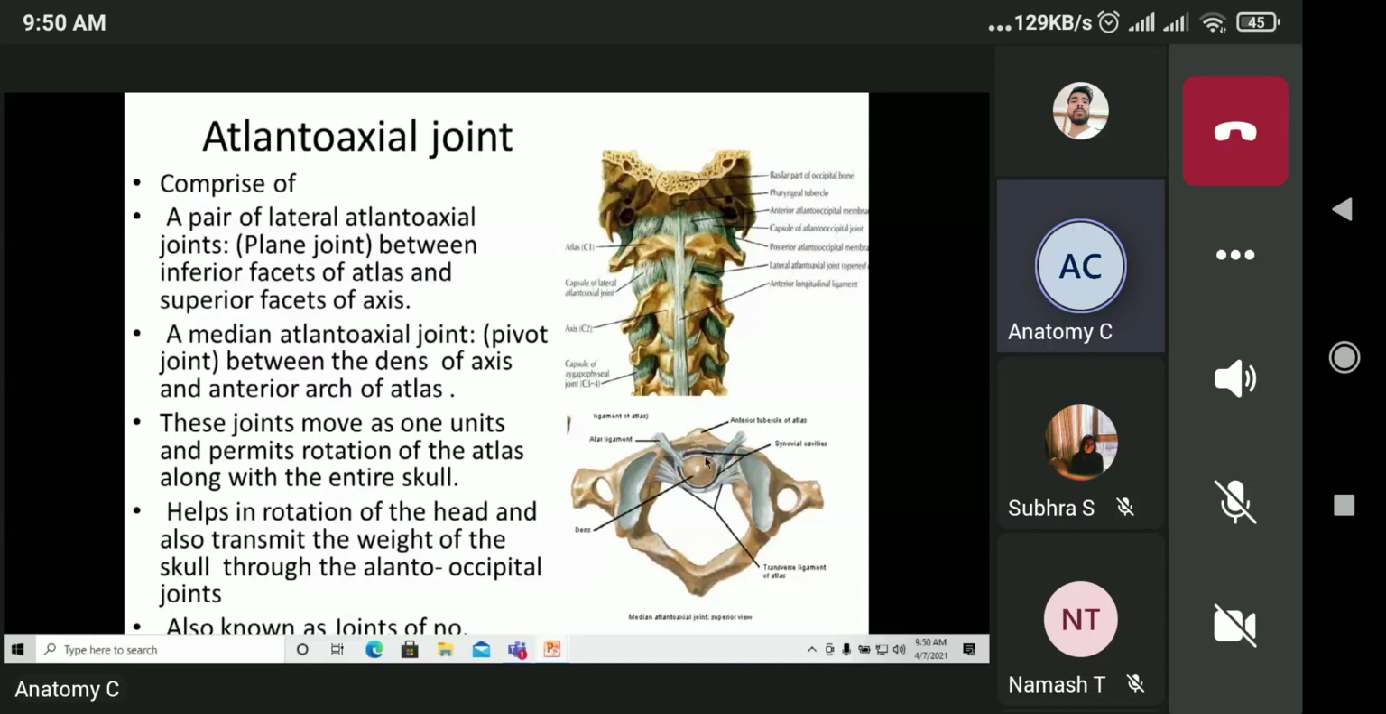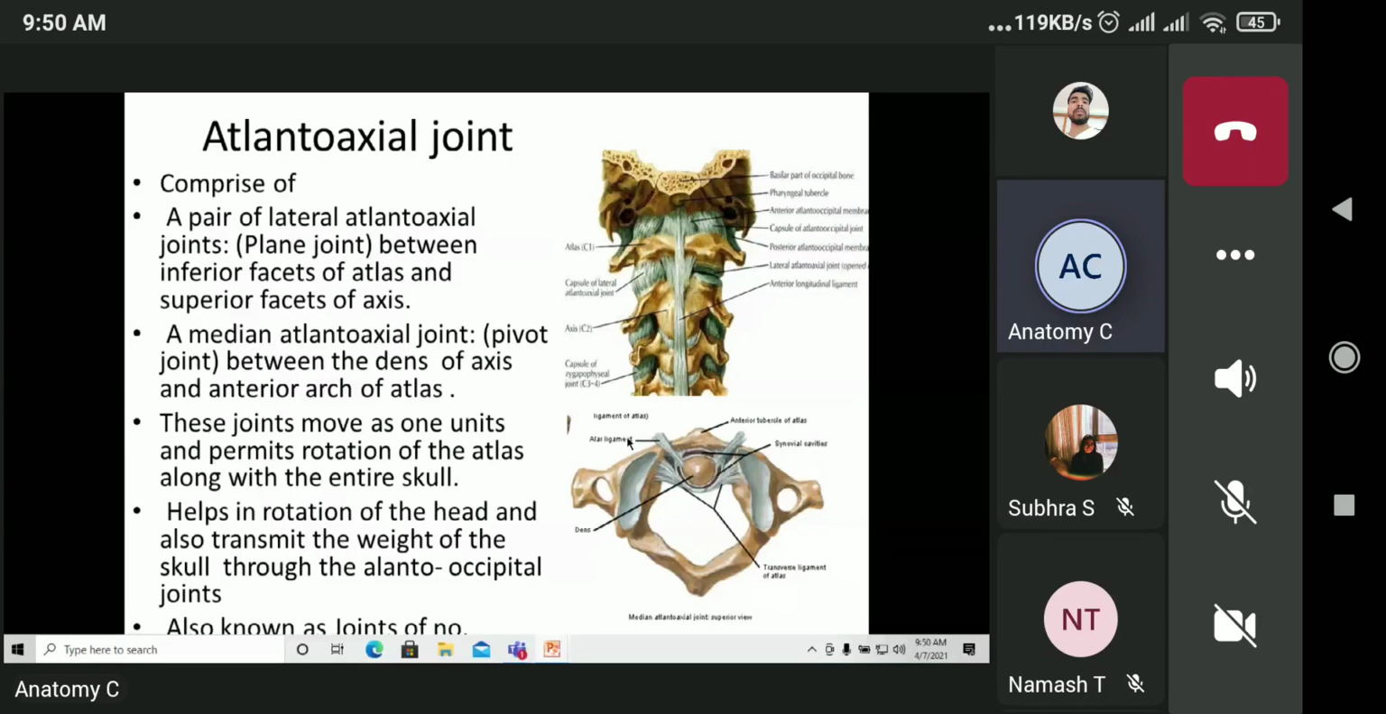So you have to remember in the atlantoaxial joint, there are three joints, that is a pair of lateral joints and one median joint. Between the atlas and axis, there are three joints. Remember, two at the lateral and one in the center. These joints move as one unit and permit the rotation of the atlas along the entire circle.